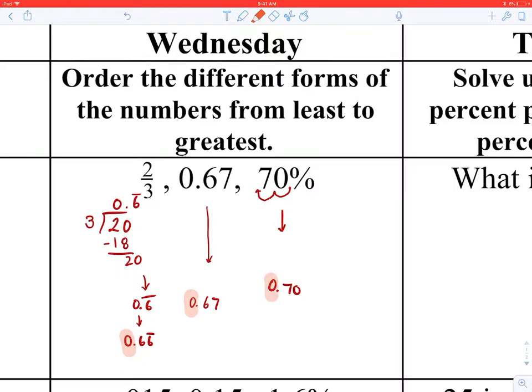So look at the place value of the numbers and see where do they become different. So all of these have zeros at the end. If we go on to the next one, this has a 6, this has a 6, and this has a 7. So the place values of 6 are going to be smaller than the place value of 7. So I can already tell that 0.70 is going to be my biggest number. So I'm going to put a 3.